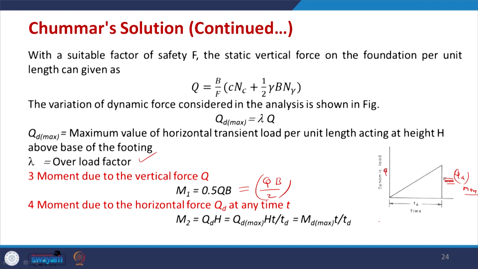So, Qd will be Qd max into t by Td. So, when t equal to 0, this will be 0, and when t equal to Td, this will get the maximum value. So, with this, equation M2 is framed.